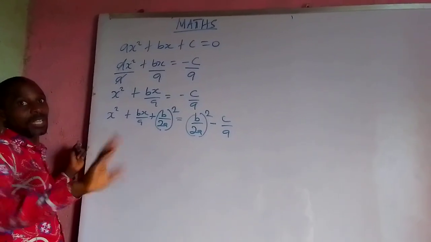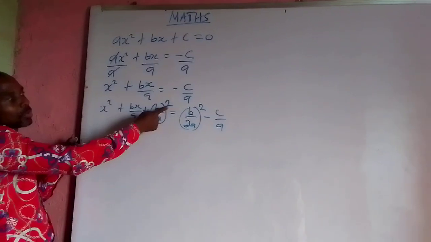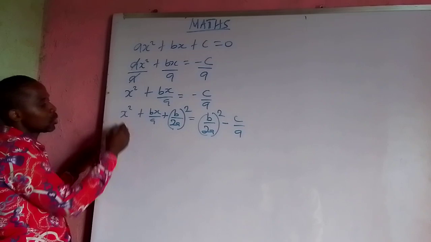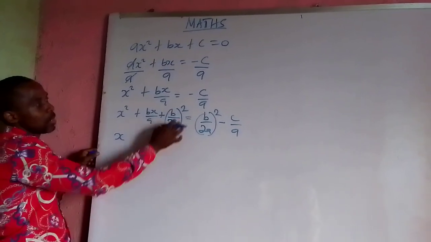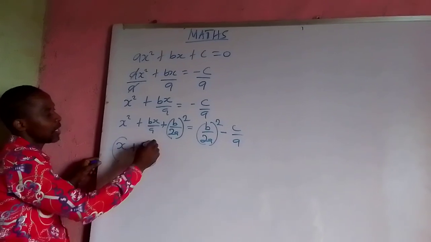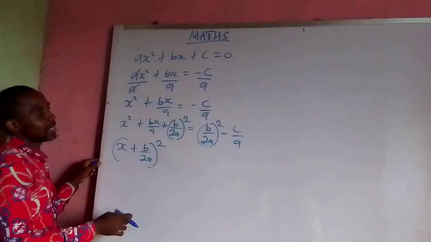In a simple sense, as I do teach students, this is raised to power 2. This is raised to power 2. Whatever you do, we take care of this middle term. Just take x, which is raised to power 2, and take b over 2a as well. Now, both of them raised to power 2. If you expand this, you still get exactly this.